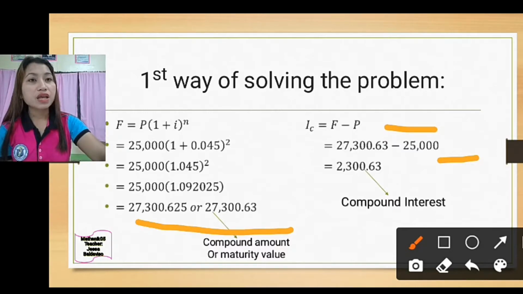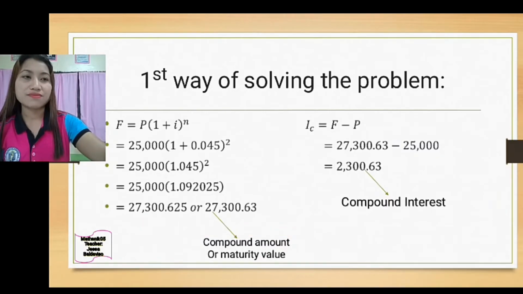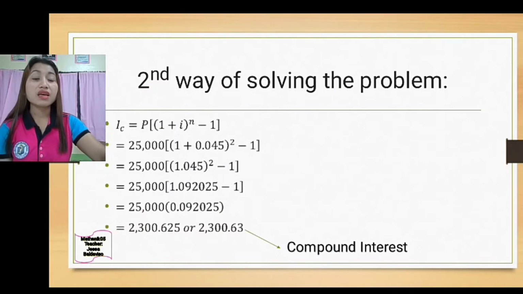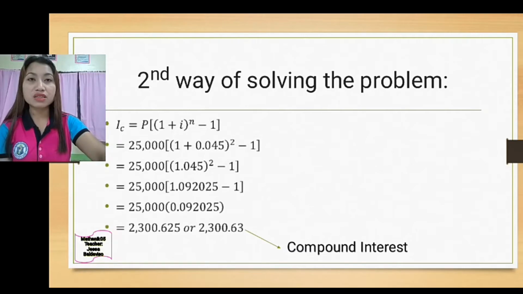Anyway, students, I have here the simple way in solving this problem. This is our second way. So we have the second way of solving the problem. In short, we have the IC, or the compound interest, the other formula. By using the other formula, we have compound interest is equal to P times the quantity of 1 plus I raised to the exponent of N minus 1.